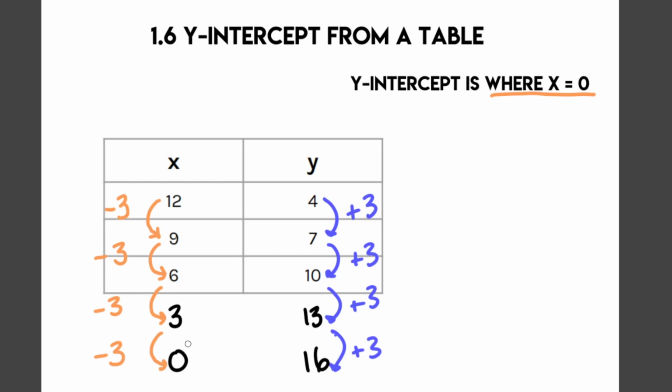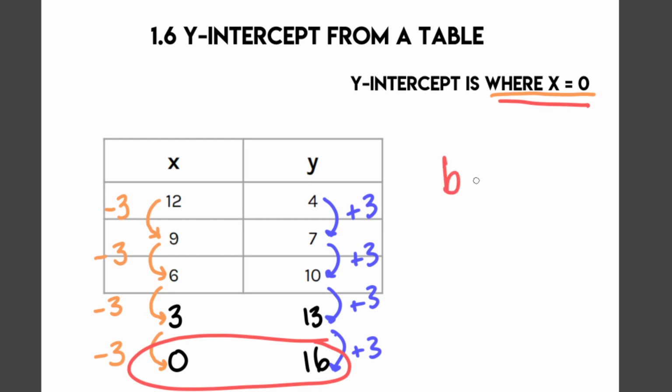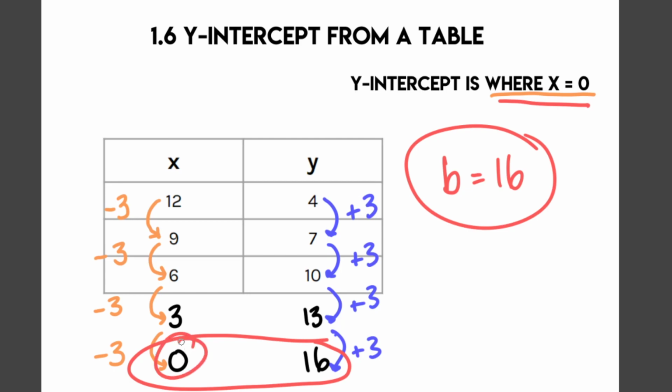And there, again, where x is equal to 0, there is my y-intercept. So my y-intercept, my b, is equal to 16. So that's how you can find it, even if the table doesn't actually list it. You just continue the pattern on the x side and on the y side until you get x is equal to 0, and that tells you where the y-intercept is.